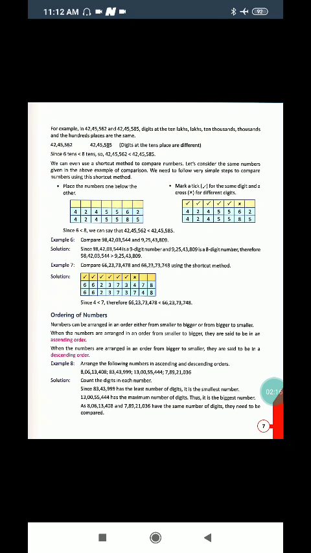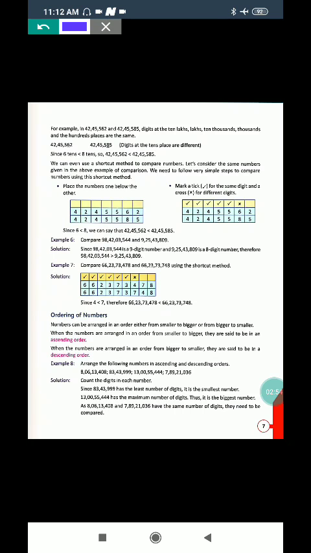Let us take an example so that we will be clear for doing the sums. Compare 98,42,03,544 and 9,25,43,809. Solution. Since 98,42,03,544 is a 9 digit number and the other number is an 8 digit number, therefore 98,42,03,544 is greater than 9,25,43,809.